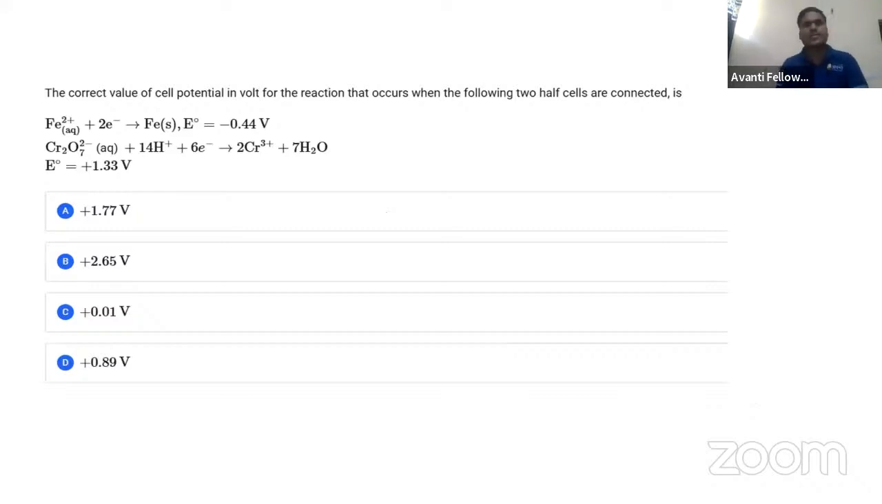The correct value of the cell potential in volt for the reaction that occurs when the following two half cells are connected. So we need to calculate the cell potential, that is EMF of the cell. It's a very simple question. Can anyone tell me the answer for this?